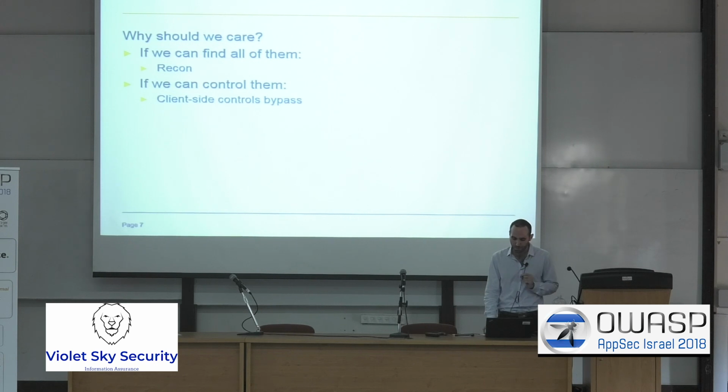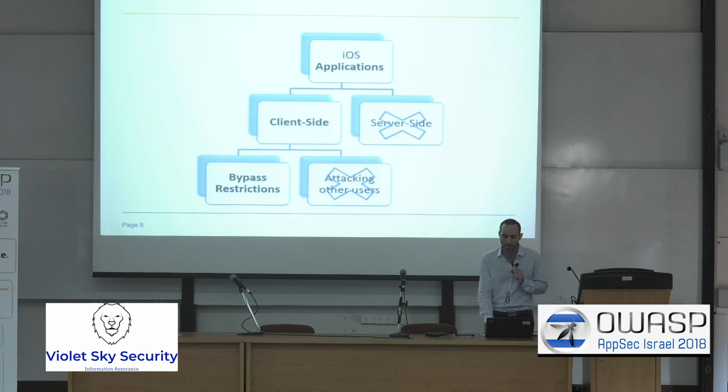Let's just focus a minute on what I am saying that we can do with this. I'm talking about iOS applications. It's not something that I claim is supposed to help with kernel exploits or anything that is related to the operating system. We are focusing here on client-side. It's not server-side attacks. And when we talk about client-side, you can divide it into two types of attack vectors: bypassing restrictions or attacking other users. So this is about bypassing restrictions.